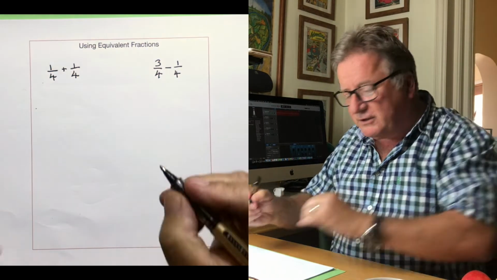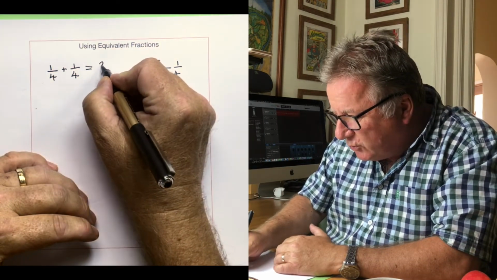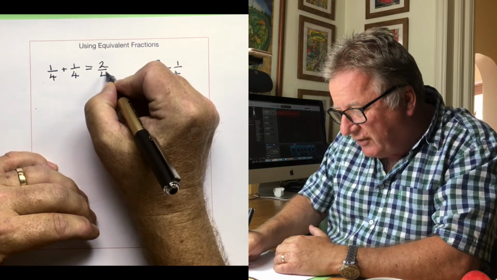1/4 plus 1/4 equals 2/4. Easy. They're the same size pieces. If I start with 3/4, I take away 1, I'm left with 2. Just taking away 1, easy. They're the same size pieces. Let's go to it here. 1/4 plus 1/4, straightforward, is 2/4. And I know I can simplify that.